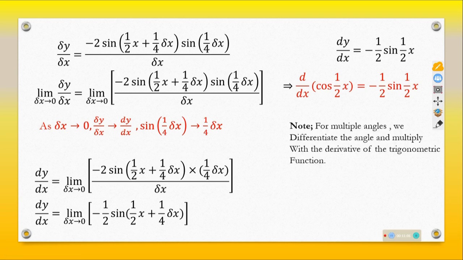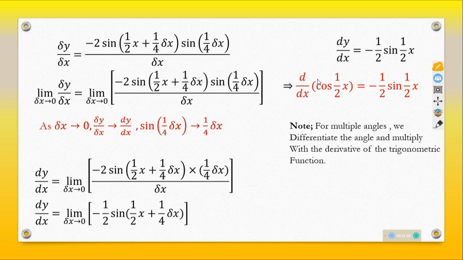We shall put this note that when you are looking at multiple angles, you differentiate the angle and multiply with the derivative of the trigonometric function. So when you differentiate the angle, for this case the angle is 1/2 of x. When you differentiate it, it becomes 1/2. So then you will multiply it by the derivative of the trig function. The trig function we are having is cos.